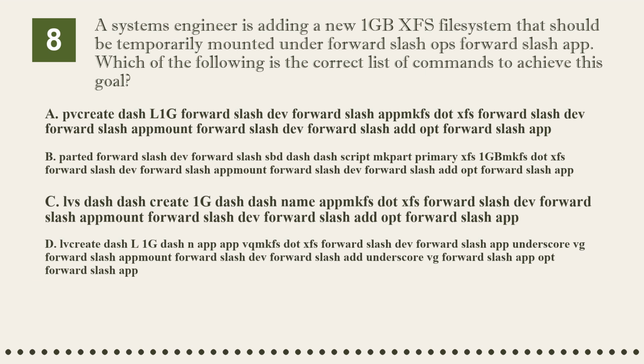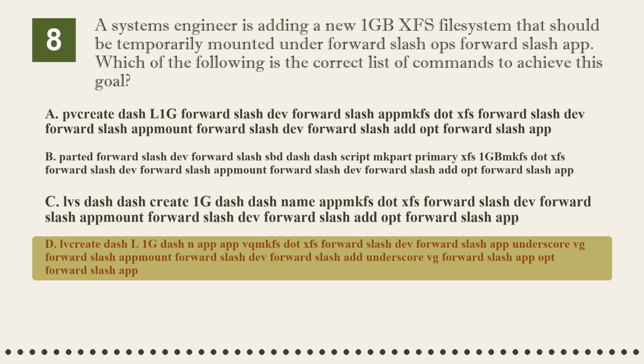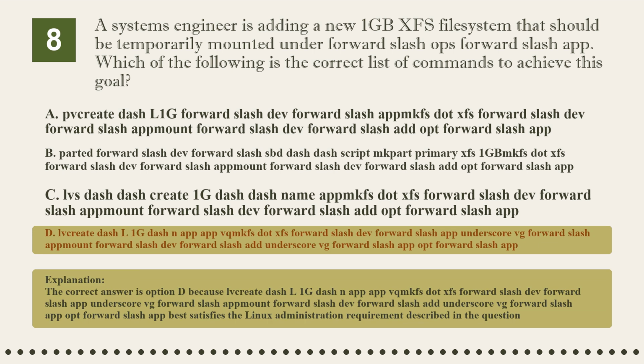-L 1g -n app vg, mkfs.xfs /dev/app_vg/app, mount /opt/app. The correct answer is option D, lvcreate -L 1g -n app vg, mkfs.xfs /dev/app_vg/app, mount /opt/app. The correct answer is option D because this best satisfies the Linux administration requirement described in the question.